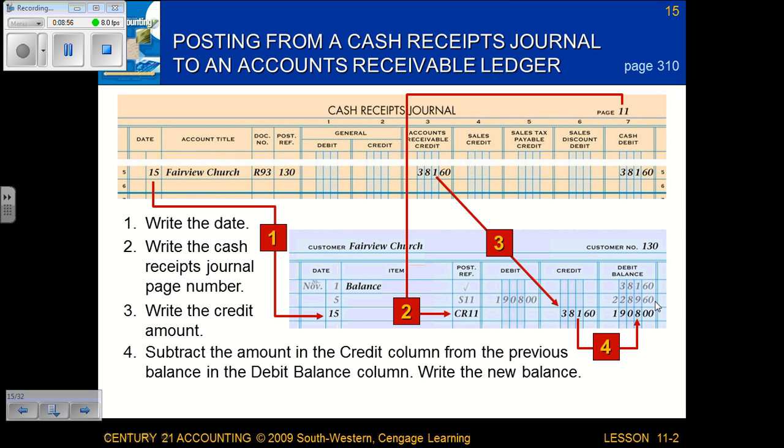Again, you can double check this in your mind. Okay, they owed us $2,000. They came in, they paid us $381. Does the amount they owe us go up or down? Well, they owe us less because they paid one of their bills.